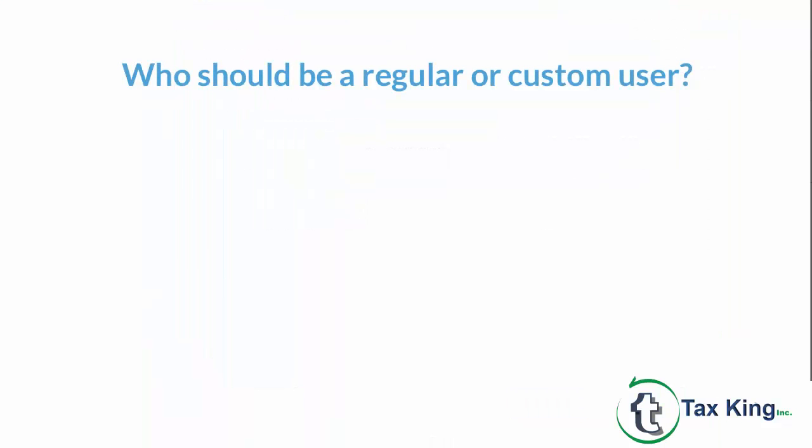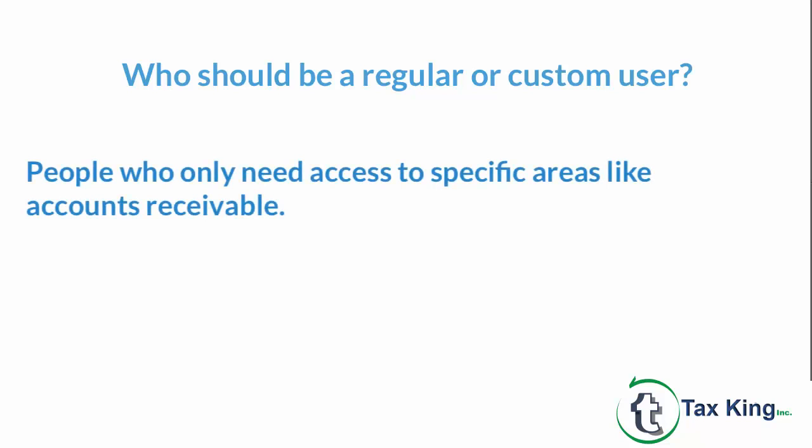About the regular or custom user. For this type of user, you can select which areas of QuickBooks to give this person access to. This is great for someone who does not need access to everything in QuickBooks, but just specific areas. For example, a bookkeeper whose only responsibility is to manage accounts receivable tasks like invoicing and entering customer payments does not need access to any accounts payable tasks.